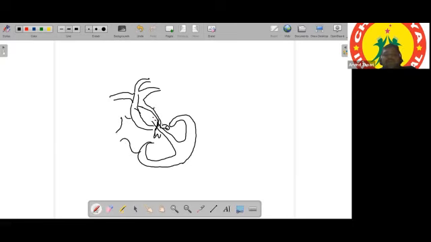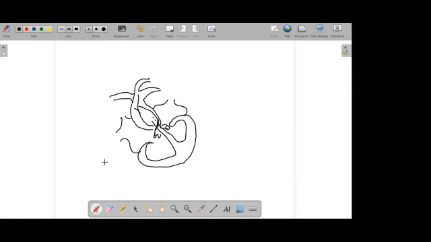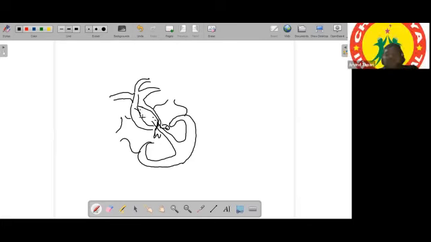Now see. Now is your heart complete? So in this way you have drawn your complete heart and you can just label them. So as you can see, this is your left atrium, left ventricle, right atrium. You can see the right ventricle. You have the septum in between.